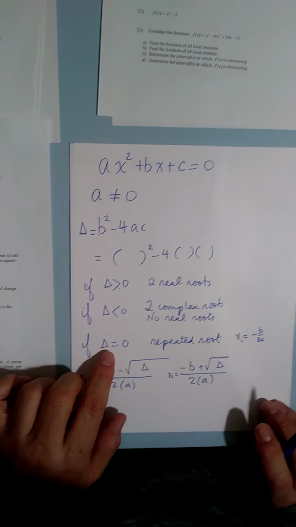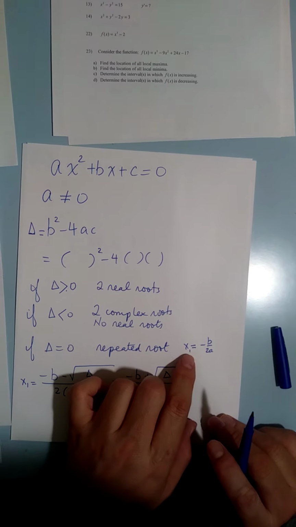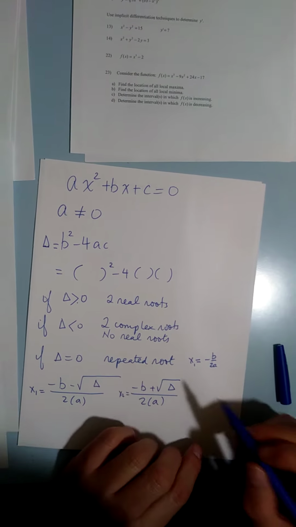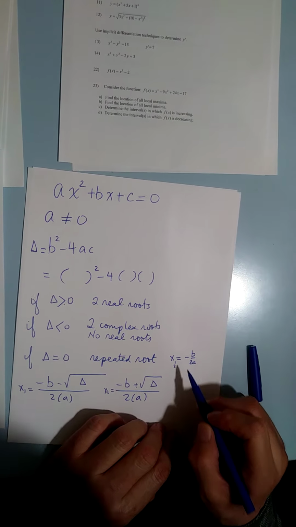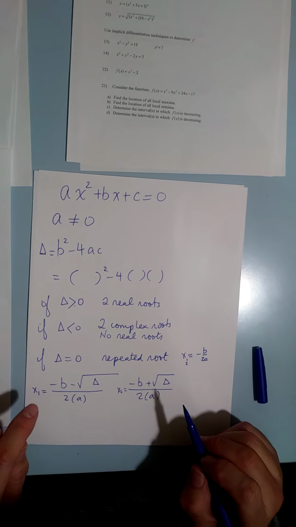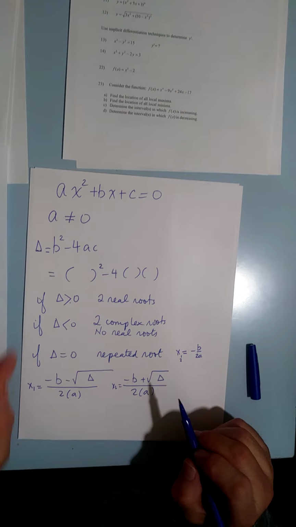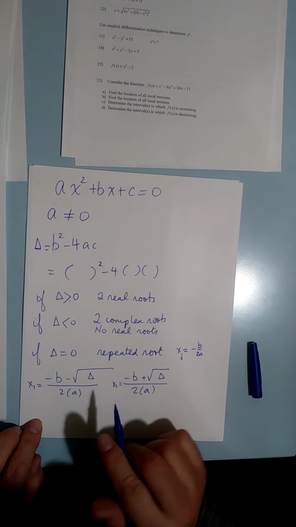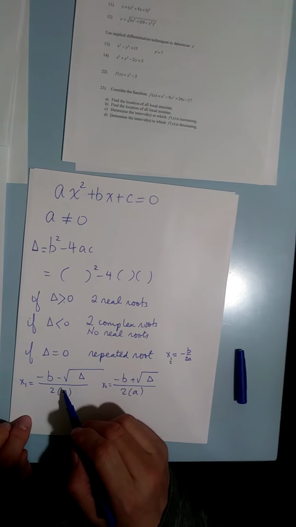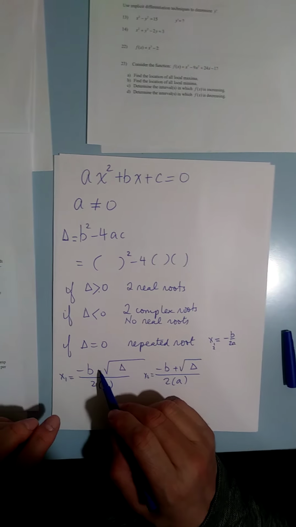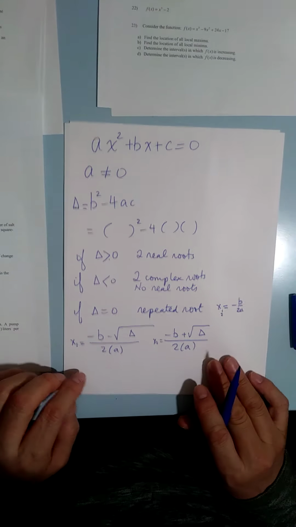And if delta is equal to 0, we have a repeated root, x equals minus b over 2a. So you can call it x1 and x2, and they're both equal to minus b over 2a. When delta is positive or when it's negative, the roots will be x1 equals minus b minus square root of delta over 2a, and x2 is the same thing, but you have plus root of delta in here.